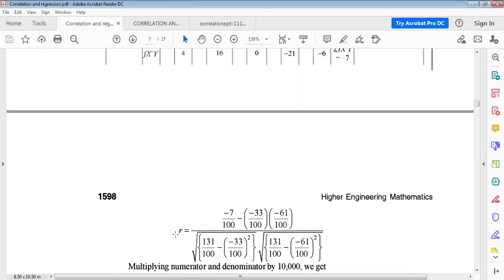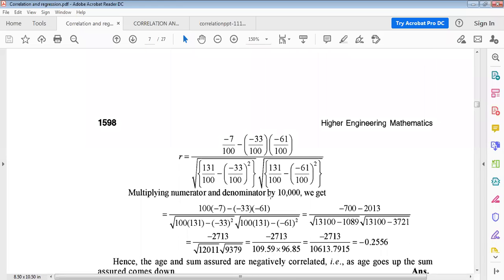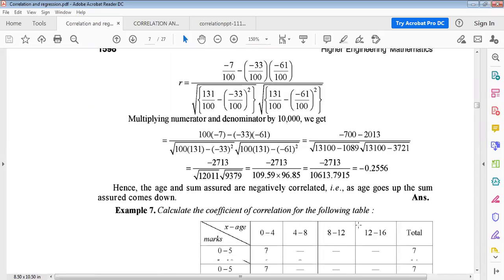Just putting into the previous formula of Karl Pearson's correlation coefficient, r equals this. Multiplying numerator and denominator by 10,000, we get this result. It is actually a negative correlation. Hence, the age and sum assured are negatively correlated. That is, as age goes up, the sum assured comes down. That means when age is growing, the total sum assured goes down. This is the comment on this problem.